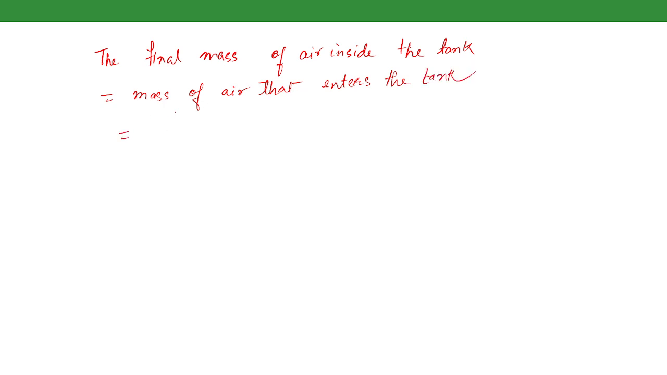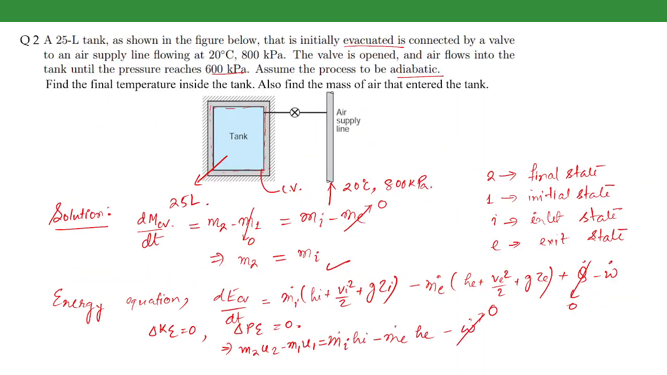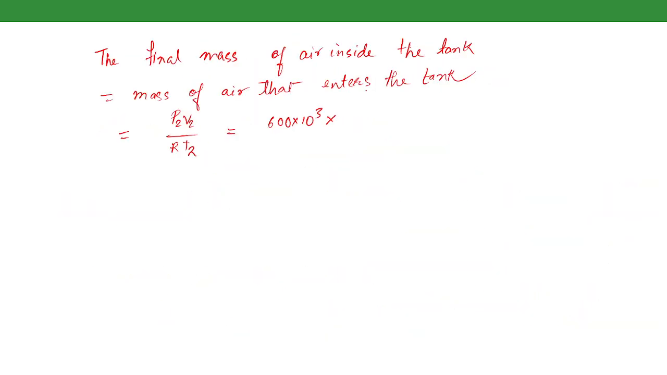This is equal to P2 V2 by R T2. So this is 600 kPa multiplied by the final volume of the container. The volume of the container is 25 liter, that is 25 into 10 to the power minus 3 meter cube, divided by 0.287 into 10 to the power 3 multiplied by the temperature, which is 410. So the mass of air comes out to be 0.1275 kg.